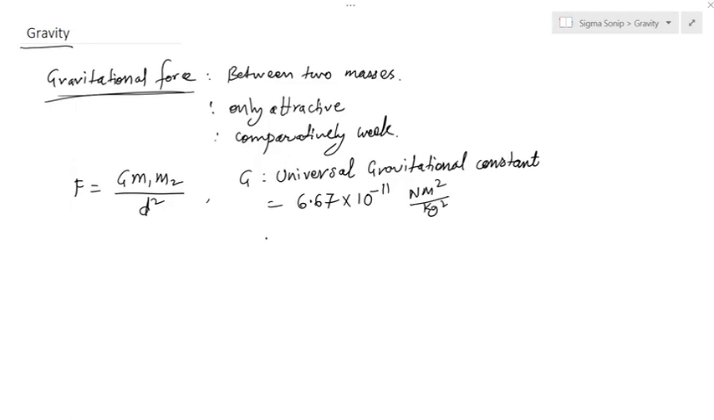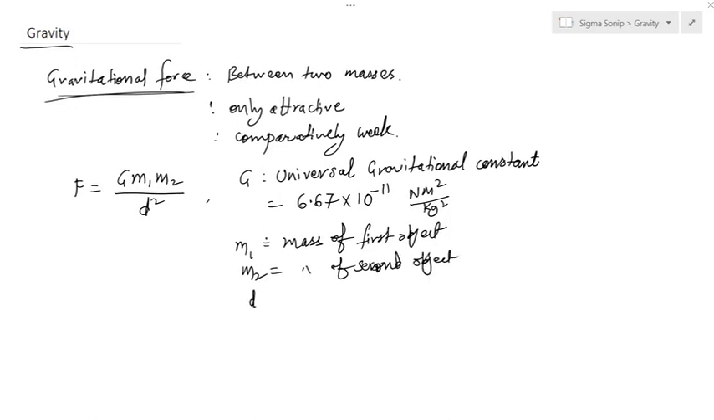And what is M1? M1 is the mass of the first object. M2 is equal to the mass of the second object, and D is equal to the distance between them. We need to be careful here. The unit of mass is always kilogram, and the unit of distance is meter.